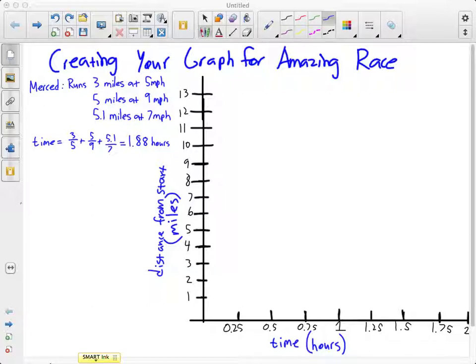So here I made up this data for Mr. Merced. We'll say he ran the half marathon as well, although I'm not sure he can make it 10 miles. I'm just kidding, don't tell him I said that. But let's say he ran this half marathon too.